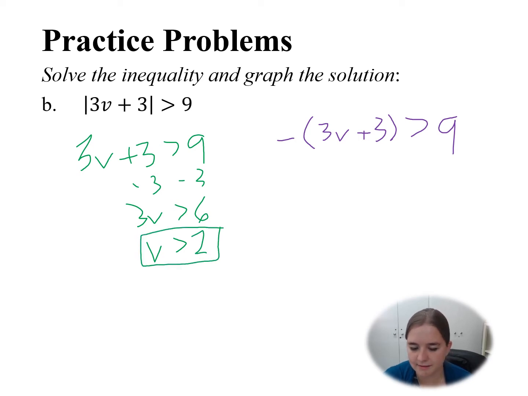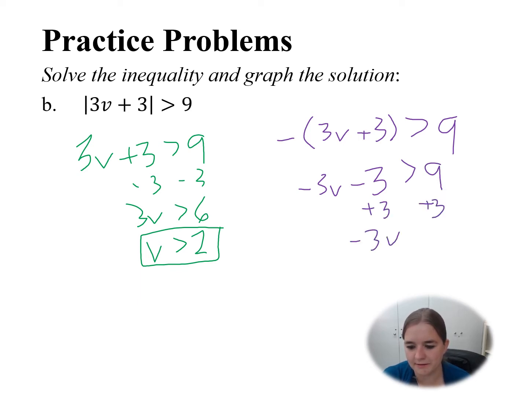In my second case, I need to take the negative version, so I distribute that negative and I get negative 3v minus 3 is greater than 9. To remove my negative 3, I add 3 to both sides and I get negative 3v is greater than 12. When I divide by that negative 3, my symbol flips direction and I get v is less than negative 4.